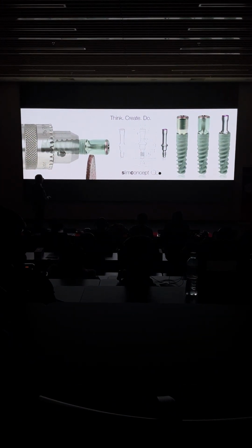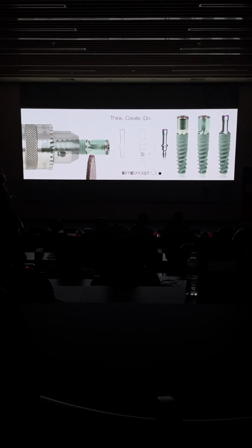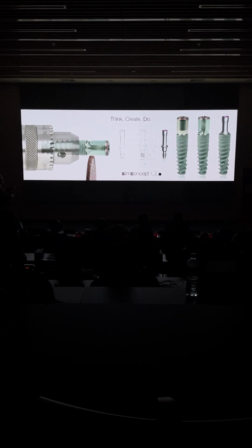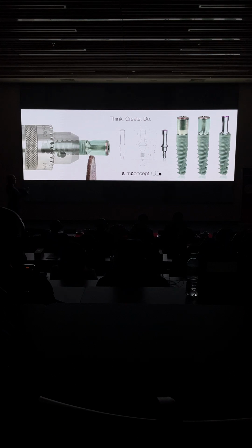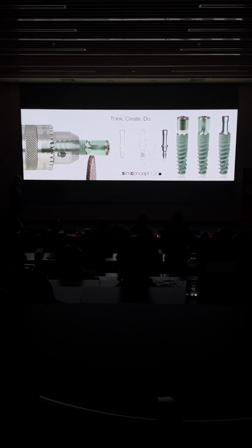So you can see that we put it on the lathe, and then we grind it. The way that we do it is, as one goes forward, the other one goes backwards, and you can reduce any healing abutment this way.